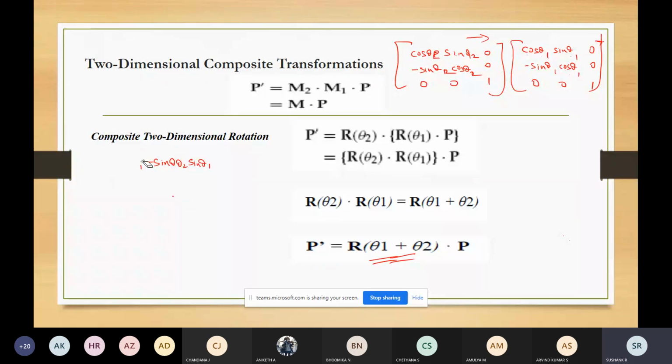I have just given the matrix terms. You just find the multiplication of these matrices. If you're not getting that, I will solve it in another class. So the matrix multiplication is also additive.